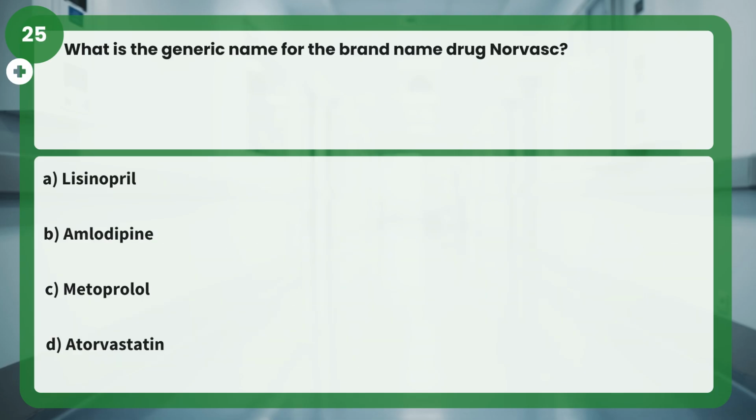Question 25. What is the generic name for the brand name drug Norvasc? A. Lisinopril. B. Amlodipine. C. Metoprolol. D. Atorvastatin.